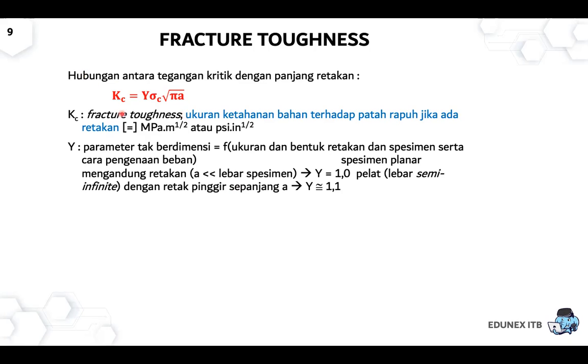So we will introduce KC. KC is actually the fracture toughness, or the quantity of how resistant a material is to brittle fracture if it already has a crack. Usually fracture toughness is very important in ceramics, because if we have a little bit of crack, the crack will propagate and it's going to be a failure. So usually for ceramics, we need to check the fracture toughness.